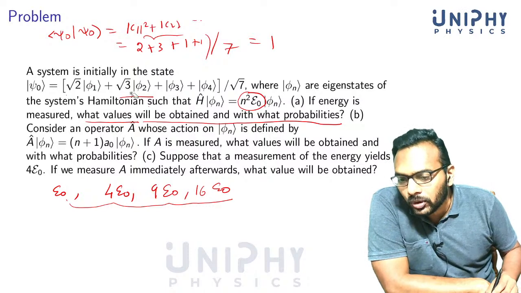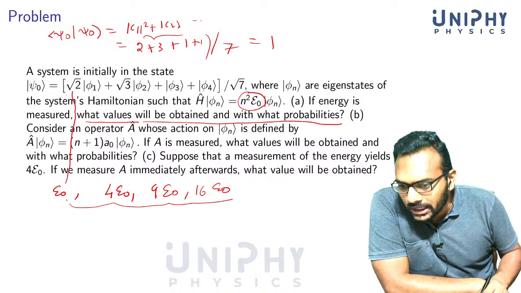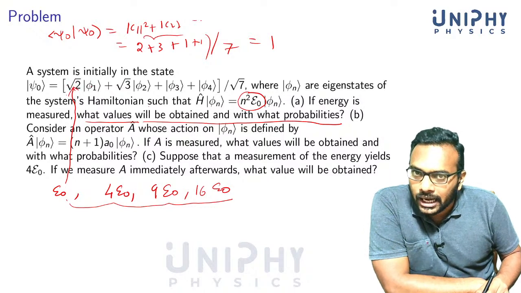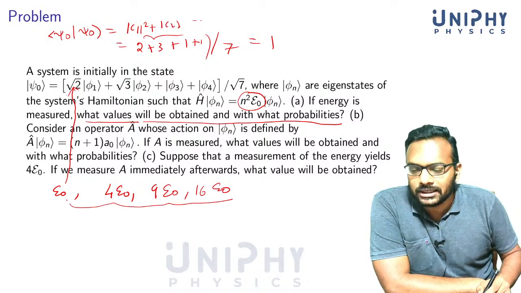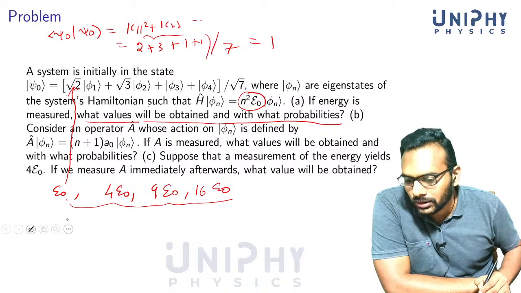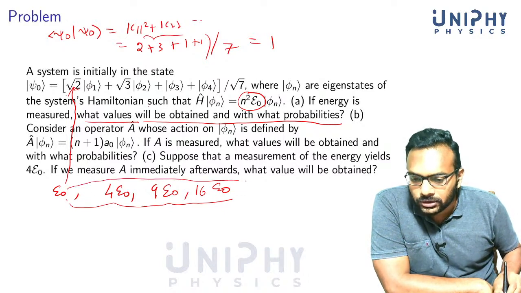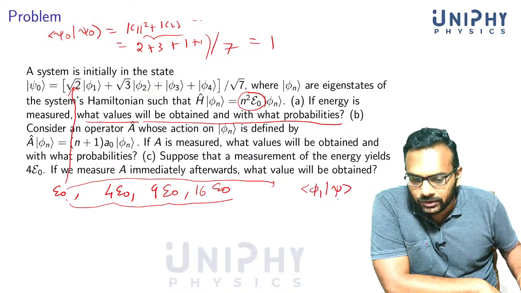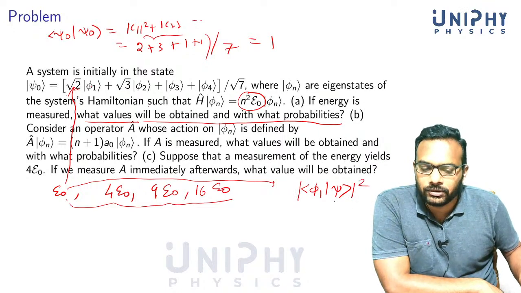What are the probabilities? What's the probability of getting energy epsilon 0? You take the expansion coefficient of the corresponding eigenvector and take the modulus square of it. That would be the probability. That's our postulate. Alternatively, for epsilon 0 the eigenvector is phi 1. You project the given vector onto phi 1 and take the modulus square. That would give you the probability.